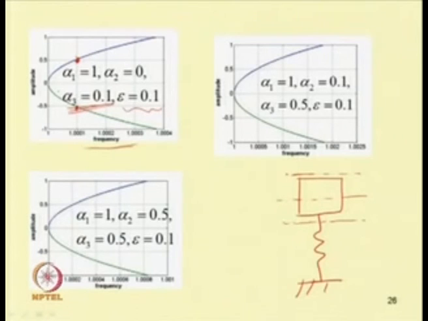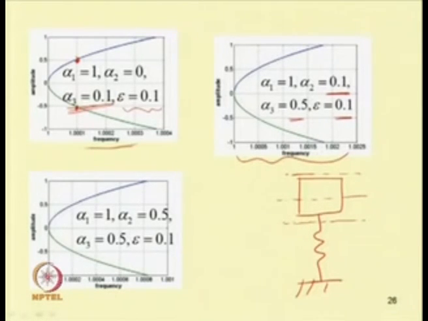Second, in this case we have seen this, and now if you take α1 equal to 1, α2 equal to 0.1, and then α3 equal to 0.5. So, this is the third case we are taking, and ε equal to 0.1. In this case also, one can see the frequency.